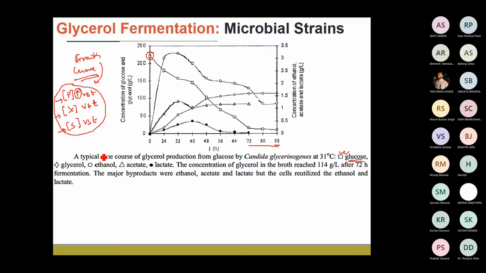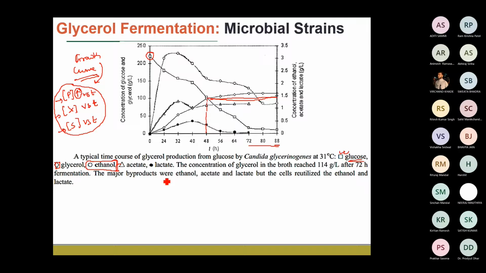And if we look at the glycerol, which is the diamond, we can find that it is increasing with time, and until 48 hours it is almost stabilizing, and we cannot see a significant change in the production of glycerol. However, along with the glycerol, there are other derivatives being produced. Like we have already seen, there is a bypass of ethanol production. Along with that, acetate and lactate are also being produced.